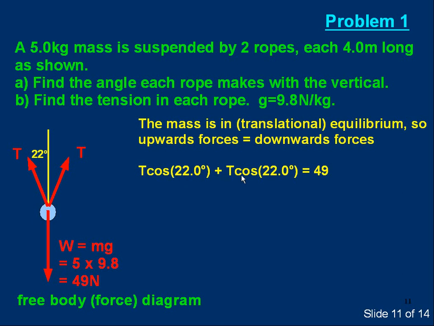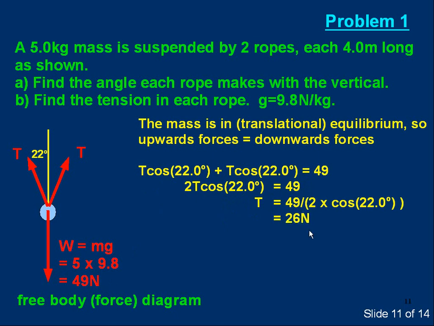What are the downward forces? Well, there's only one. It's the weight, 49 newtons. So I can write this equation, which simplifies to 2T cos 22 degrees equals 49. In fact, I could have written the second equation down straight away. It's pretty clear. All we've got to do is put the numbers in and rearrange to get T equals 49 over 2 cos 22, and when we work it out, it's 26 newtons.